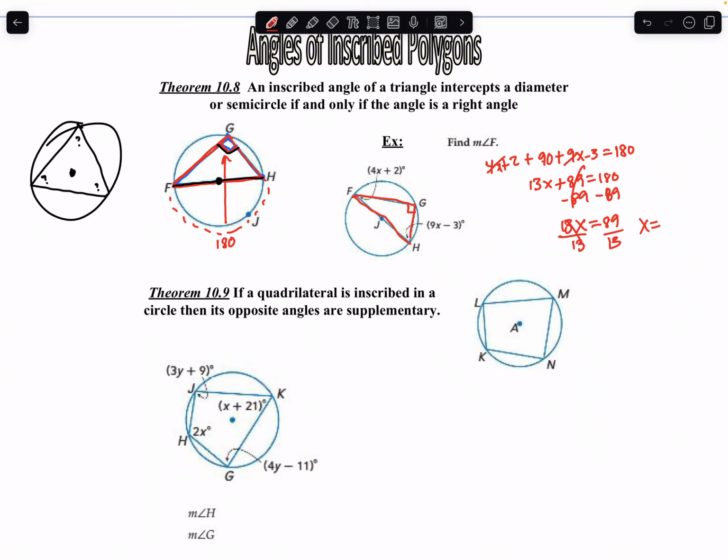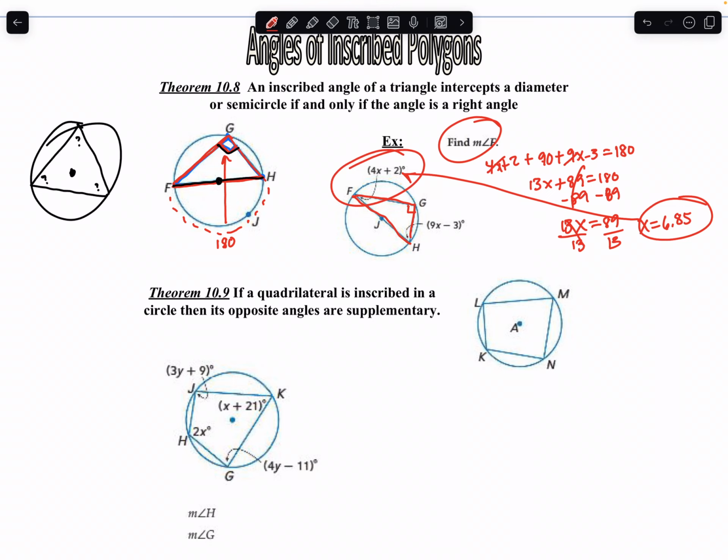X equals about 6.85 or something. If I want to find the measure of the angle, I just take the value and I can plug it in for F.